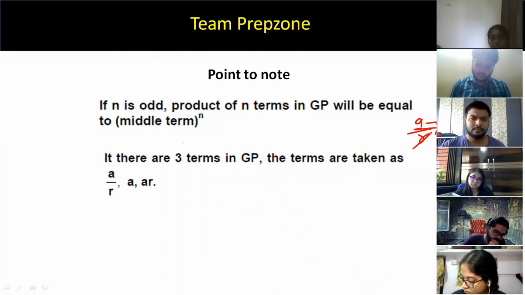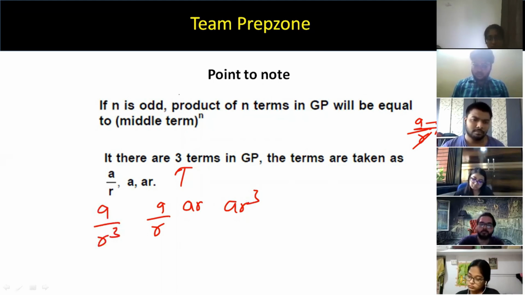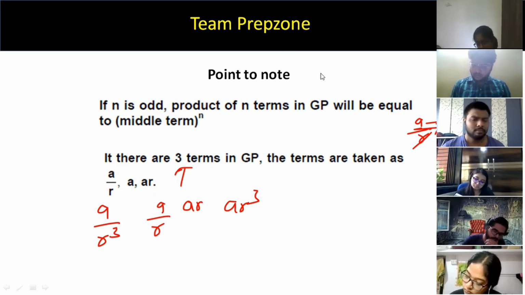ठीक है, अगर 3 की जगह 4 टर्म्स होगा फिर देन टर्म्स क्या होगी, अब बताओ. a r, a by r. ठीक है, मे बी तुम लोग करो a r cube एंड a by r cube. This is how the terms will be if you have even number of terms, right? Here, even हुआ तो क्या करना है, odd हुआ तो कैसे लेना है.